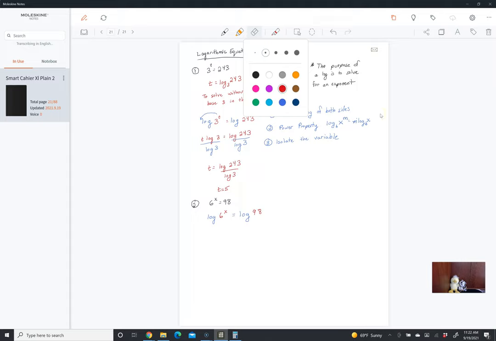Okay, so it's the same three rules. We're applying the power property. So we get x log of 6 is equal to log of 98. And then we isolate the variables. So same three rules. Take the log of both sides, use the power property to get the variable out of the exponent, and then isolate that variable. So we can divide both sides by log of 6, which means x equals log of 98 over the log of 6.